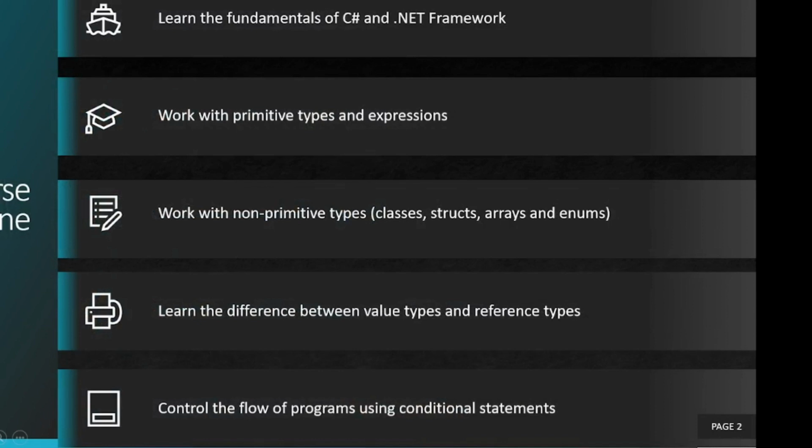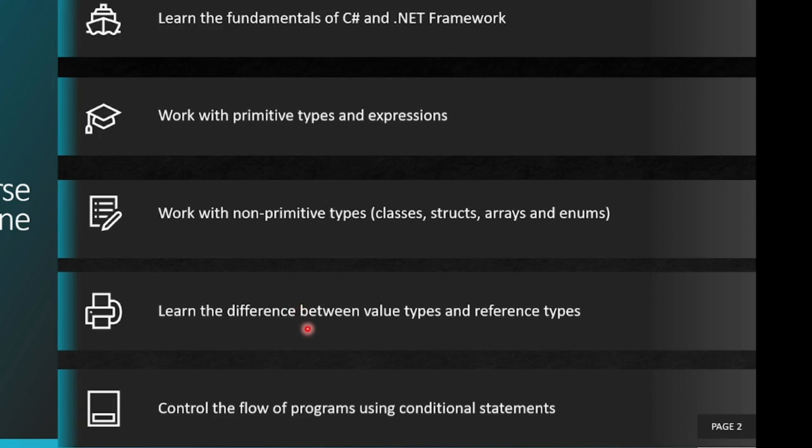In the first section, I am going to talk about fundamentals of C Sharp and .NET. One of the questions that a lot of beginners ask is what is the difference between C Sharp and .NET? So I'm going to cover that. I'm also going to talk about CLR, assemblies, namespaces, and stuff like that. Then over the next two sections, I'm going to talk about types and we will talk about primitive types and non-primitive types. Then I will talk about the difference between value types and reference types.